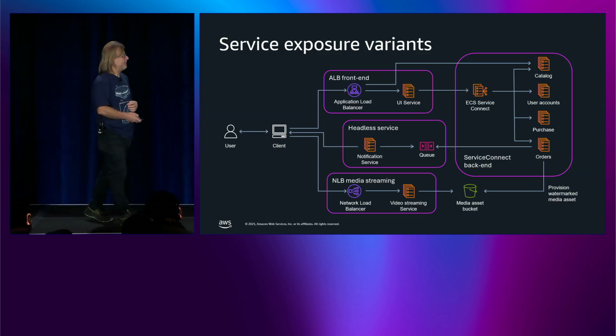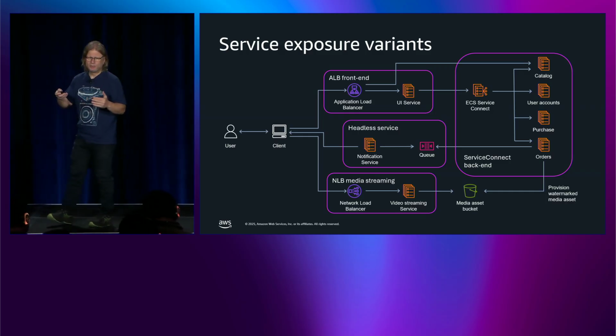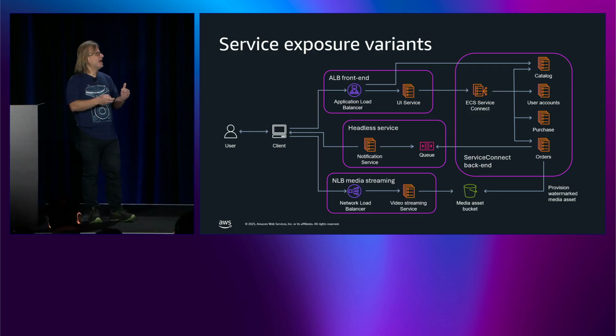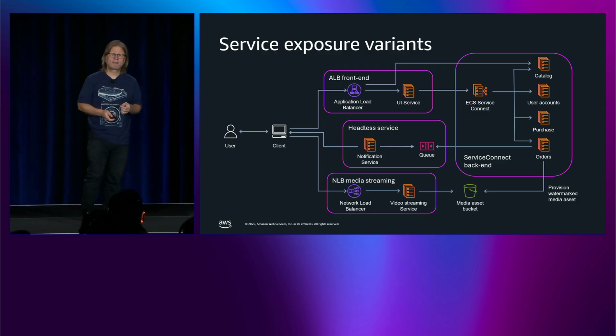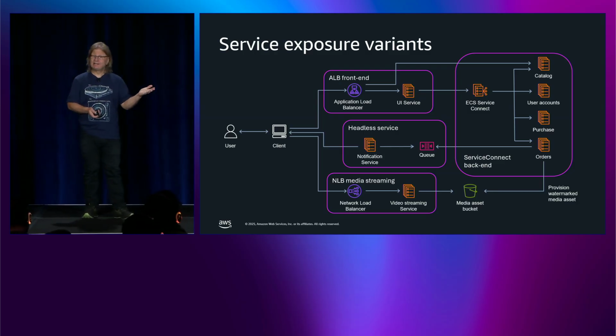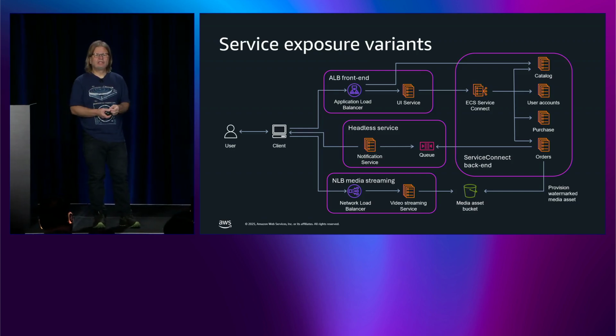So just to recap, we saw here how Unicorn Watch were able to use advanced deployments in a number of different areas. And what we've done essentially is cover 4 different service exposure methods, right? We've looked at ALB, we've looked at Service Connect, we've looked at headless services, and we've looked at NLB. And the beauty of advanced deployments is you can use advanced deployments with all of these service exposure patterns.